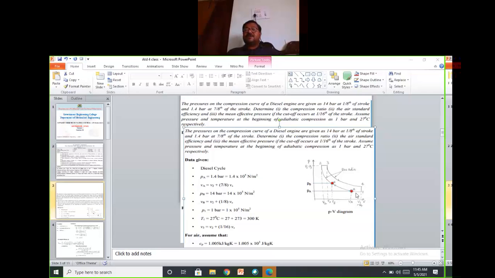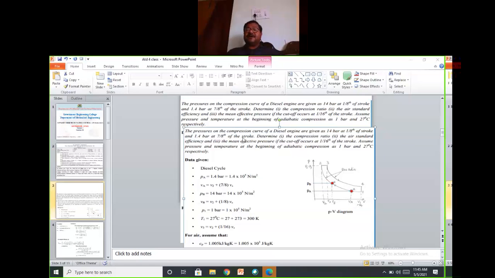If you divide this 1 to 2 into 8 parts, after one part of the compression stroke, the pressure is 14 bar. That is denoted by A. Here PA is 14 bar, and then 1.4 bar after 7/8 of the stroke. From here 1 to 2, if you divide that into 8 parts, after 7 parts are over, the remaining is only one part. That is 1 by 8. Like that you must divide this.